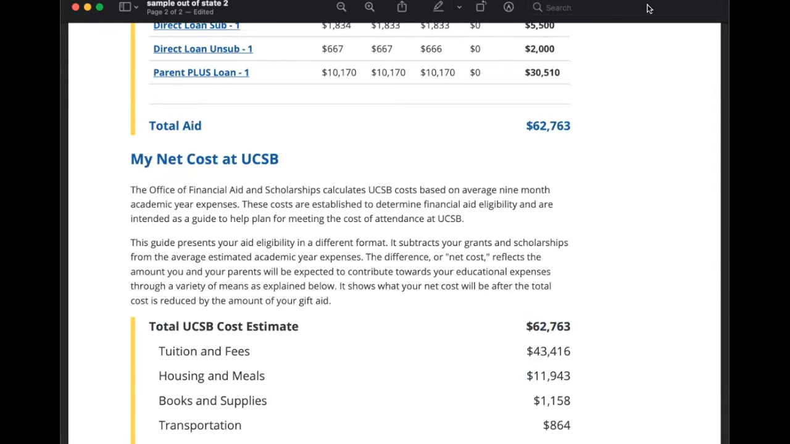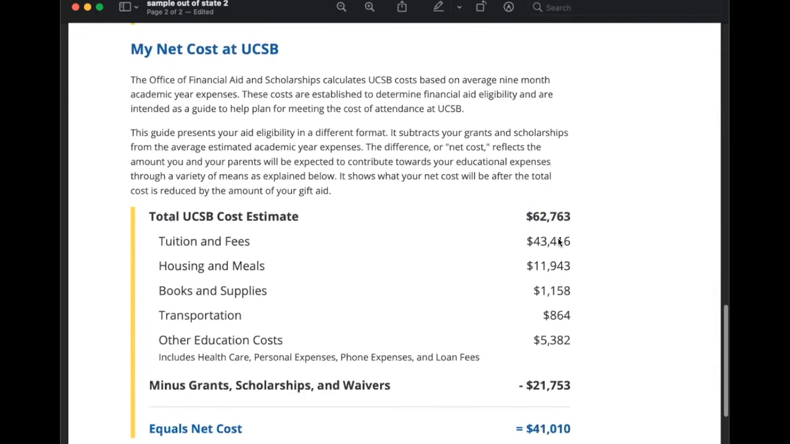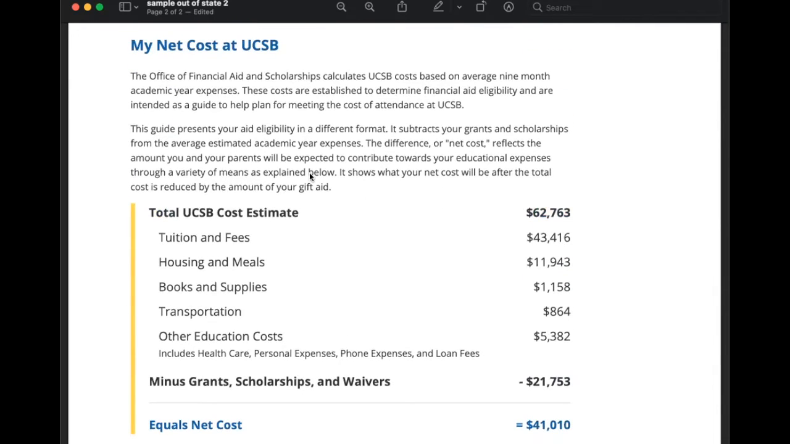I'm going to go through some of the ways that the cost of attendance is broken up. UC Santa Barbara and most of the financial aid award letters that you should receive will have a breakdown of the cost of attendance. There are different fees associated with it. So again, like I said, the student's cost of attendance is about $63,000.